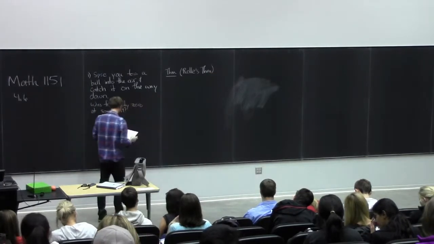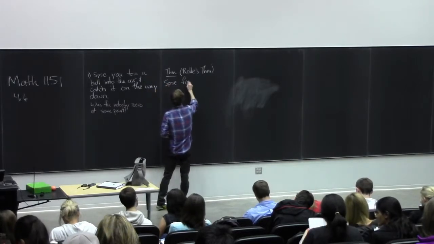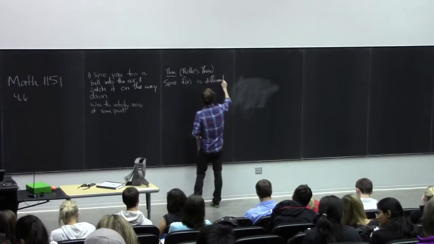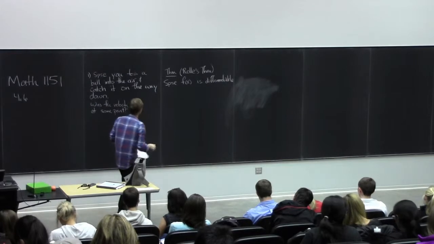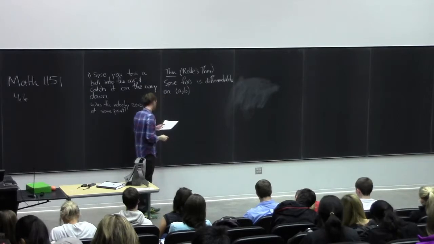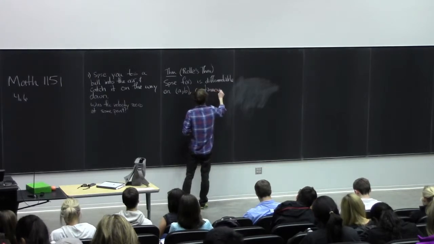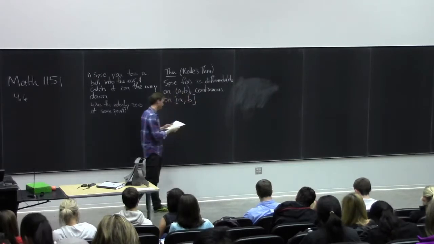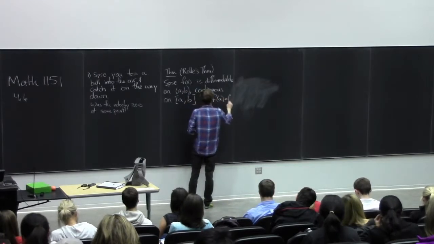Okay, Rolle's theorem. Suppose f of x is differentiable on the open interval AB. That means you can take its derivative. That's all that means. It's continuous on the closed interval AB, and f of A equals f of B.